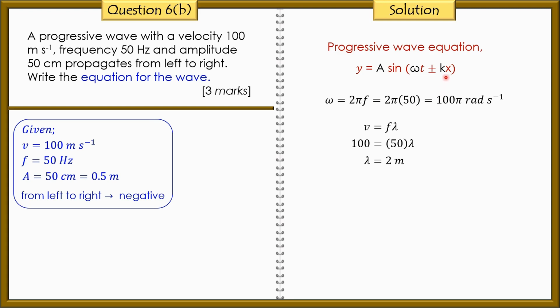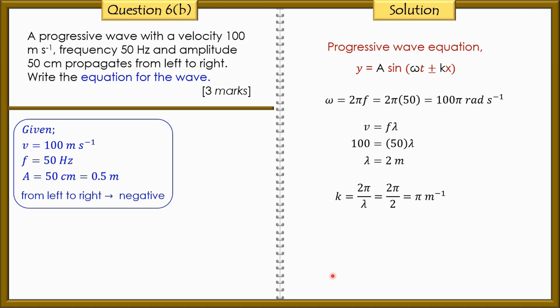For the wave number k, when you want to calculate k, you need to know the wavelength. So, we use the equation v is equal to f lambda. Substitute the v and also the f, which is 50. So, we get that the wavelength is 2 meter, and we substitute in the equation of wave number k, we get that the wave number is equal to pi per meter.